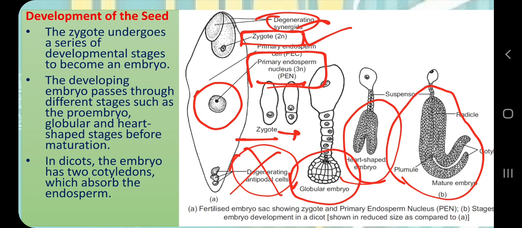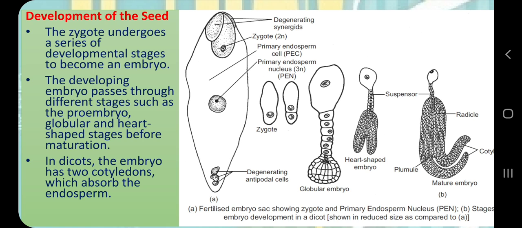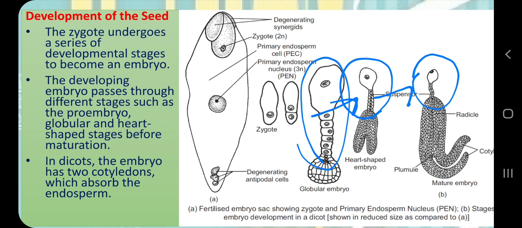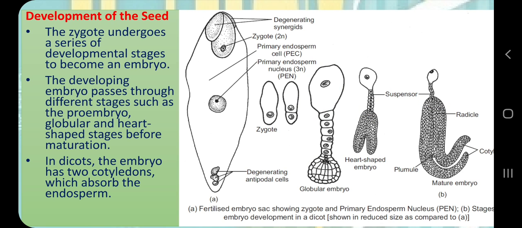And one more thing, one cell of the zygote will form another structure which is called the suspensor, and this suspensor is important for acquiring nutrition. So I will come to the suspensor later. Let me tell you one more thing.